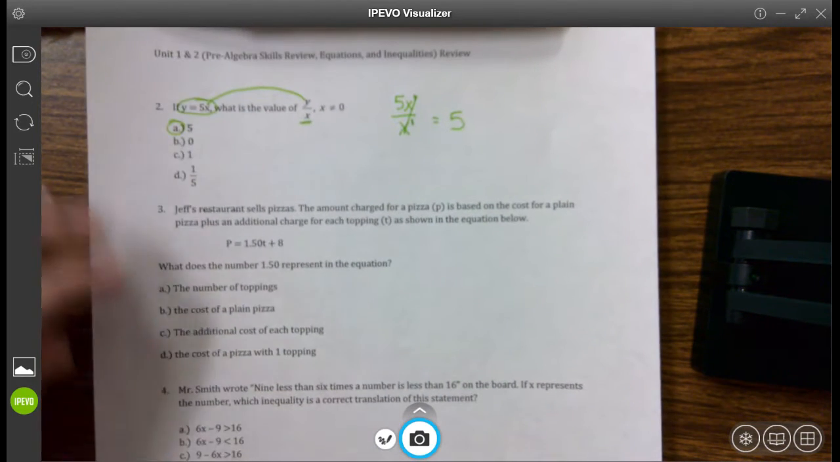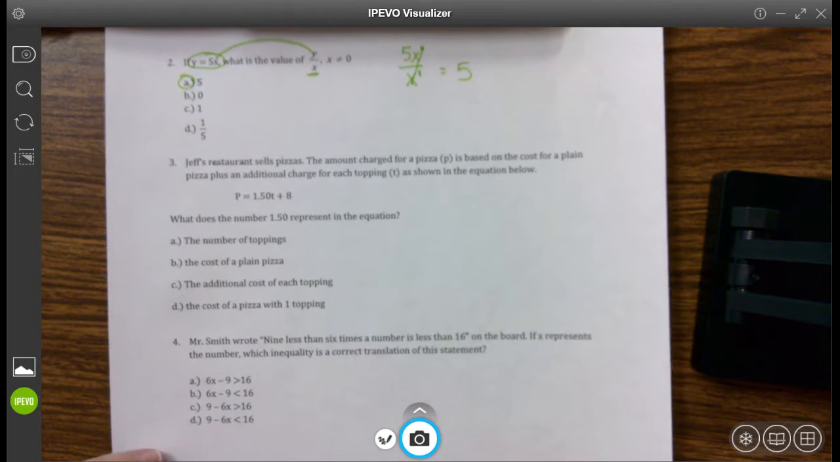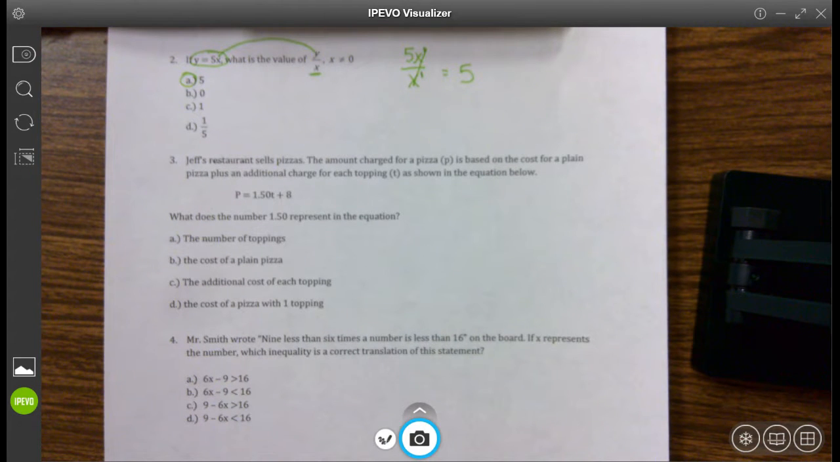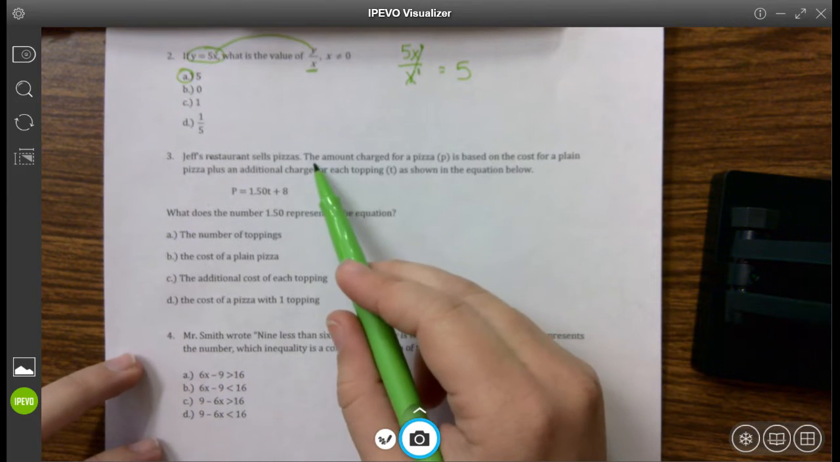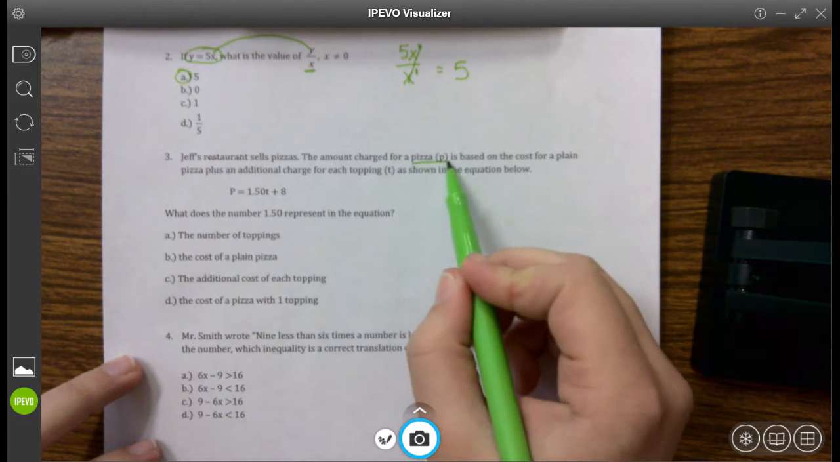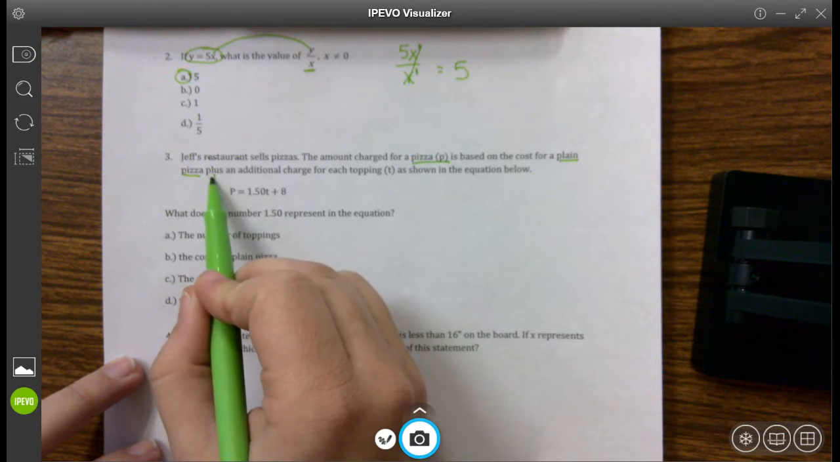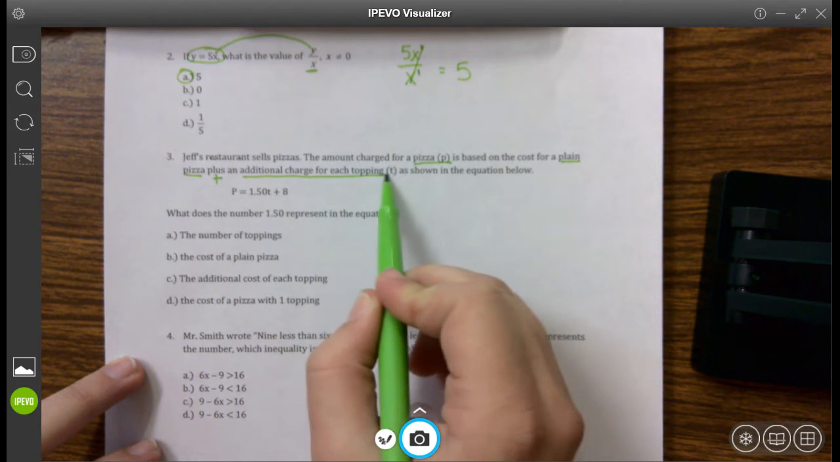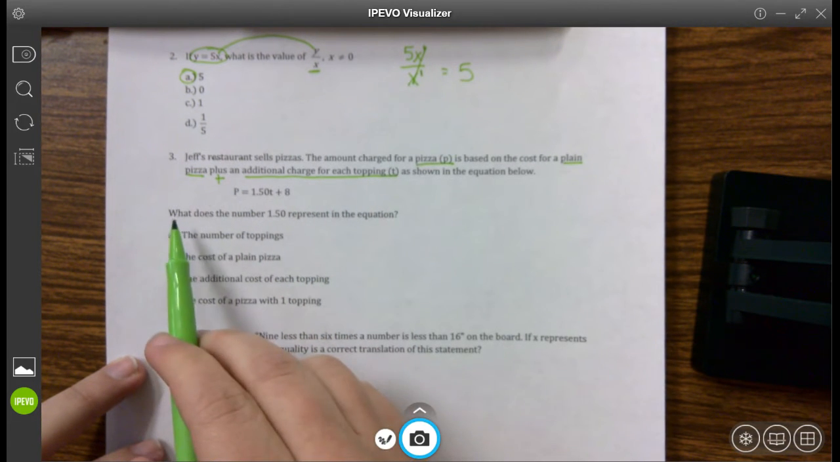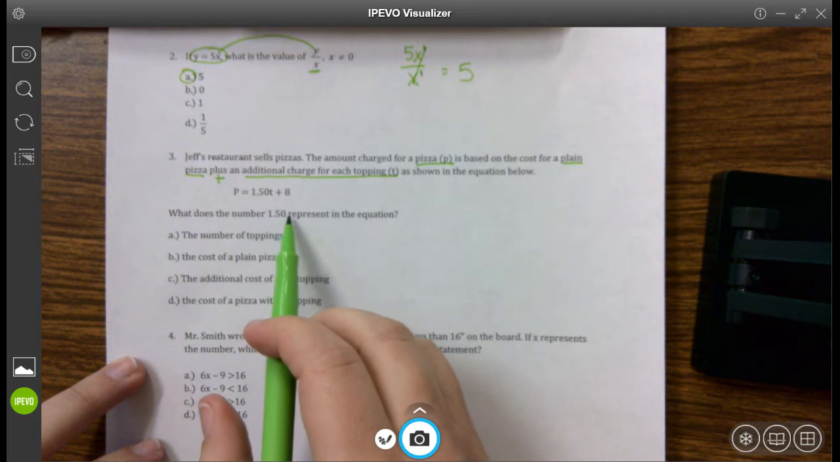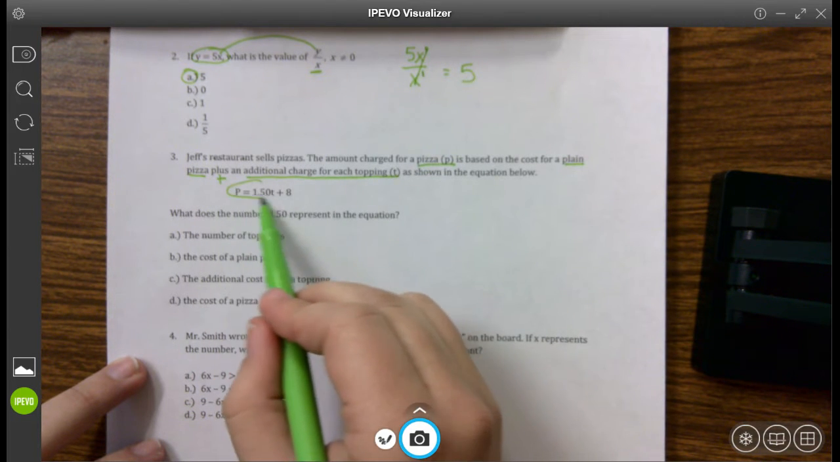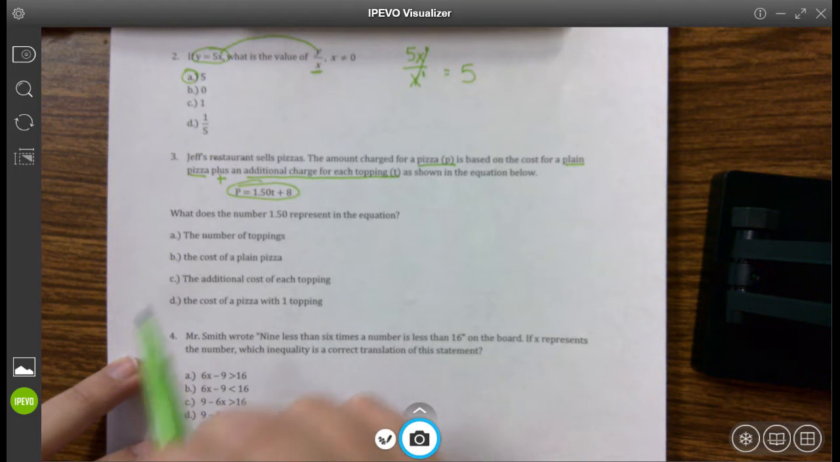Moving on to number 3, it says Jeff's restaurant sells pizzas. The amount charged for a pizza P is based on the cost for a plain pizza, plus an additional charge for each topping T, as shown in the equation below. So it says, what does the number 1.50 represent in the equation? And here is our equation that we're trying to look at.